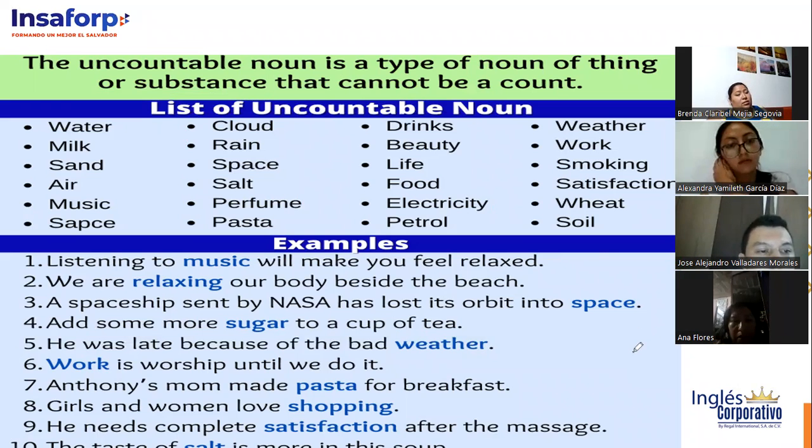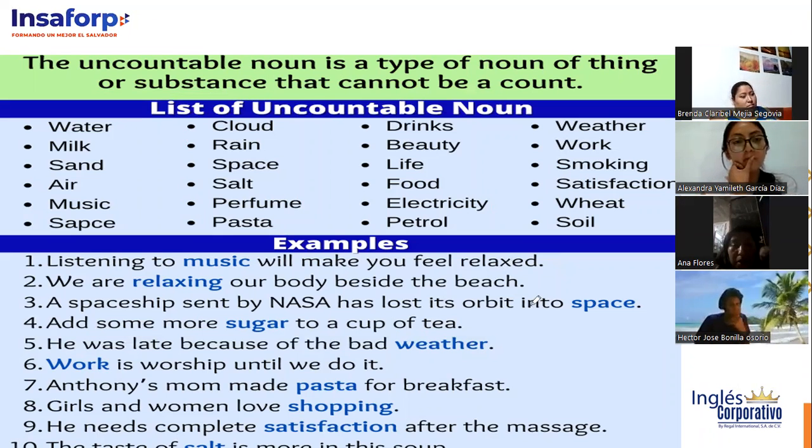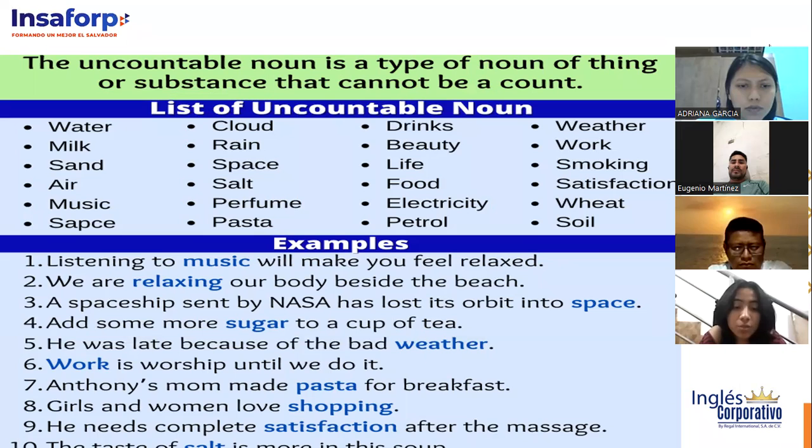A spaceship sent by NASA has lost its orbit into space. Okay, thank you, Alexandra. Next. Add some more sugar to a cup of tea. Thank you. Brenda, continue. He is late because of the bad weather. Okay. Francisco Valdemar. Number six. Sorry, number six, my bad. Thank you. Okay. Eugenio, we do it.